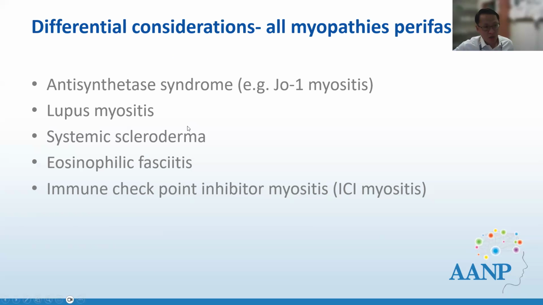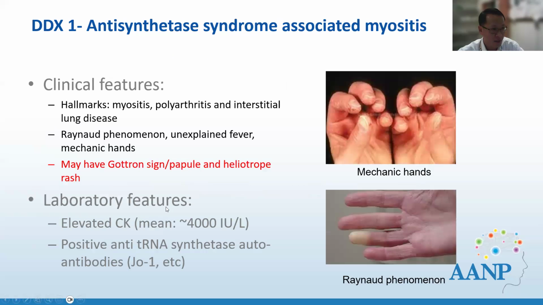All right, so now let's talk about the differential considerations. I'm going to talk about five of them: antisynthetase syndrome, lupus myositis, scleroderma, eosinophilic fasciitis, and immune checkpoint inhibitor myositis. The first one is antisynthetase syndrome. So clinically, the hallmark is myositis, polyarthritis, and interstitial lung disease. They may not all be present at once. The more recognizable features on the skin are these so-called mechanic's hands and Raynaud phenomenon, but they can also be seen in other rheumatology conditions.